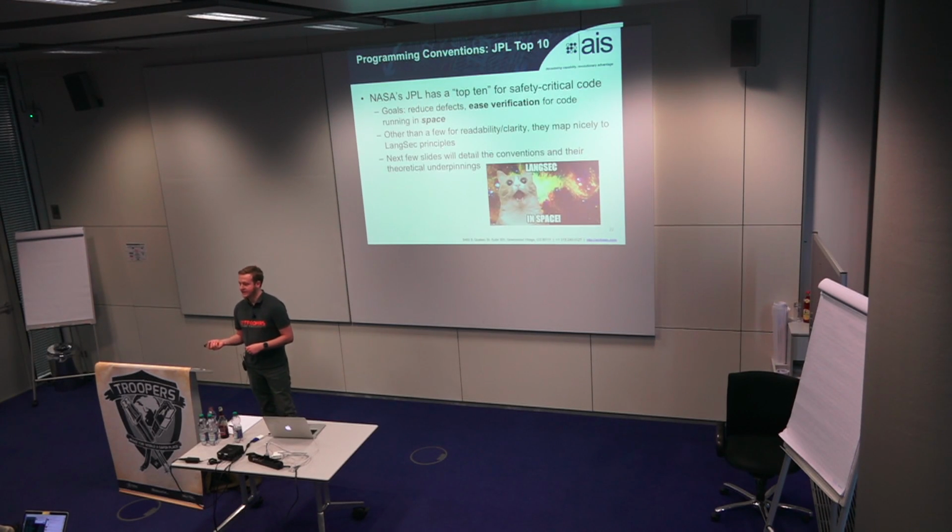Another great one is NASA's Jet Propulsion Laboratory. They have a top 10, like you must follow these 10 commandments for writing code on any safety critical stuff. These goals reduce defects because typically when you have something in space, it's a lot harder to turn it off and turn it back on again. Especially when you have to worry about orbital mechanics, when you need more power to start up a system because you need to heat the batteries, and that can only be done when you're facing the sun. You can't just turn it off and turn it back on again unless you can do it in the right dynamic. So it's very challenging. These goals basically make it easier to verify safety critical code.